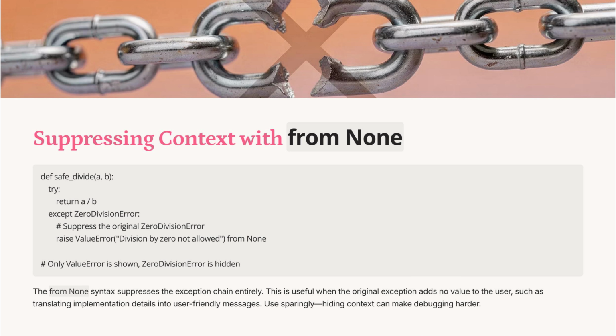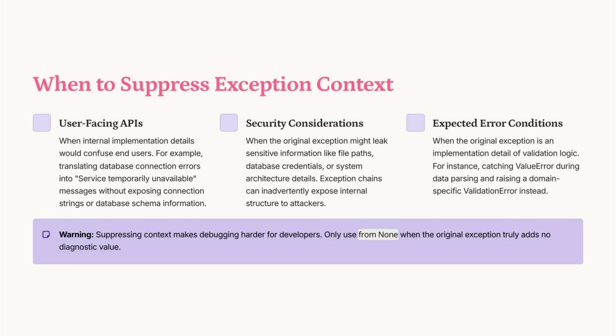debugging. The from None syntax in Python suppresses the original exception, showing only the new one. For instance, in safe_divide, a ZeroDivisionError is hidden, raising a ValueError instead. This approach is beneficial when the original exception offers no user value, but it should be used cautiously as it complicates debugging.